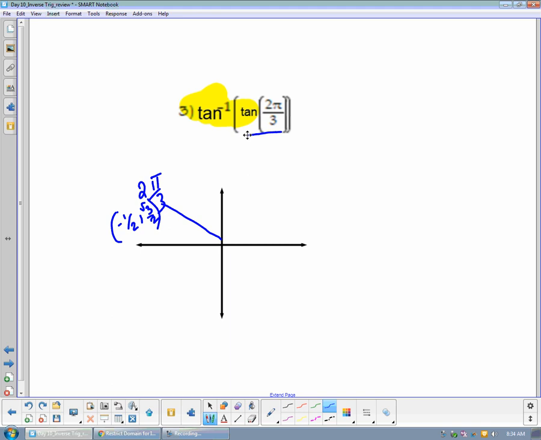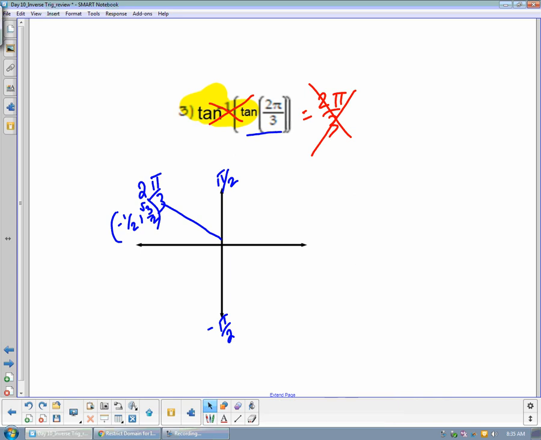Now, a lot of you are probably thinking, well, inverse tangent and tangent, those are inverse operations, so they just undo each other, and the answer is 2 pi over 3. Well, that goes back to the notes that we took about inverse tangent functions and inverse trig functions. This is not going to work because 2 pi over 3 is in the second quadrant, and our restricted domain for tangent is from negative pi over 2 to a positive pi over 2.